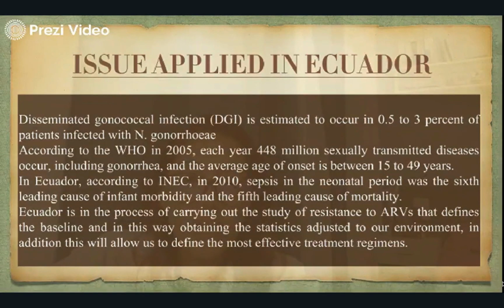So, as applied in Ecuador, disseminated gonococcal infection, DGI, is estimated to occur in 0.5 to 3% of patients infected with Neisseria gonorrhoeae. According to the WHO in 2005, each year 448 million sexually transmitted infections occur, including gonorrhea, and the average age of onset is between 15 to 49 years. In Ecuador, according to INEC, in 2010, sepsis in the neonatal period was the sixth leading cause of infant morbidity and the fifth leading cause of mortality.